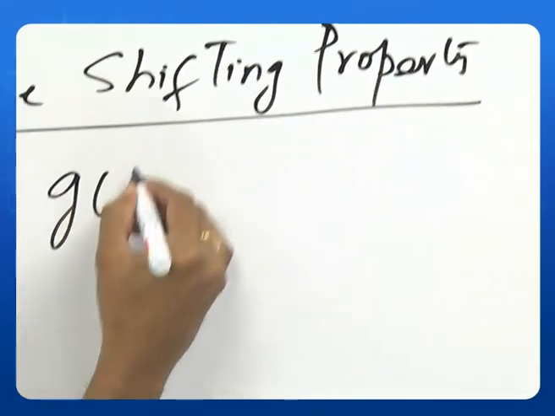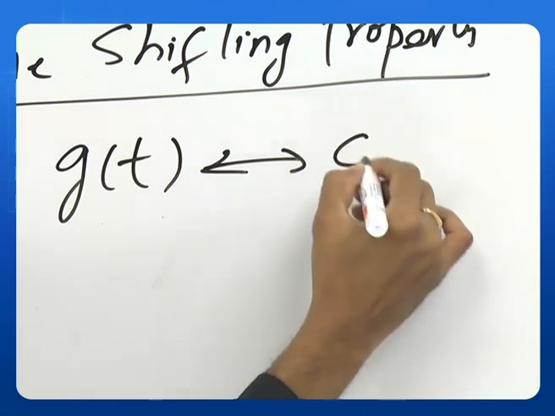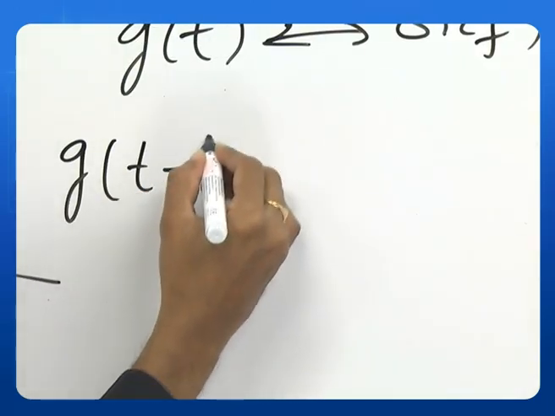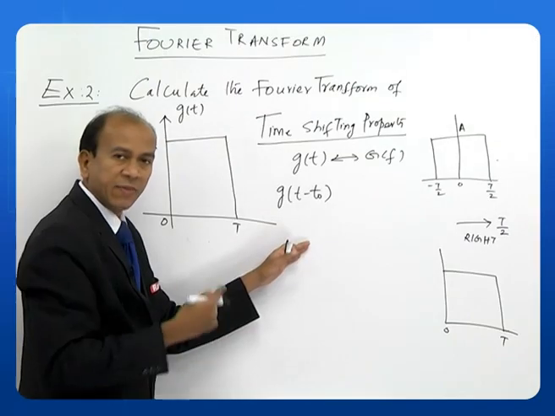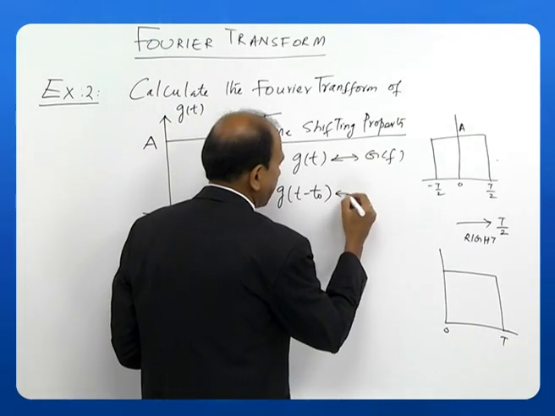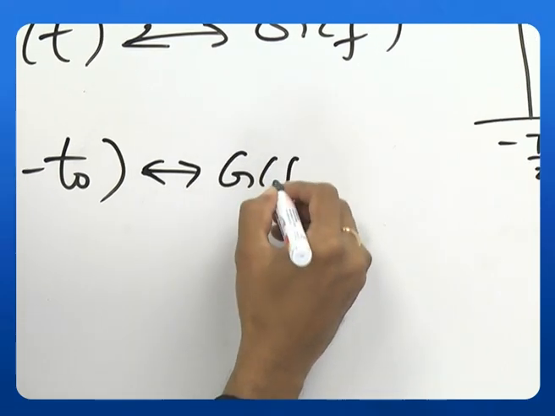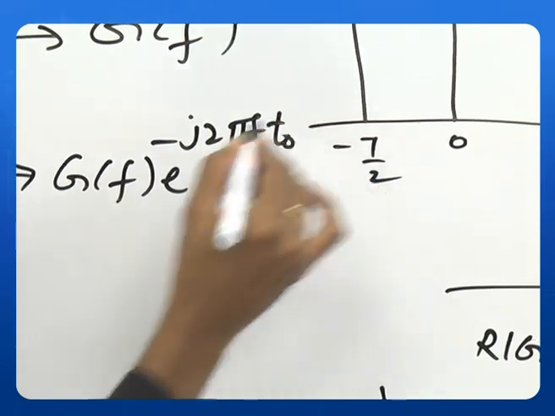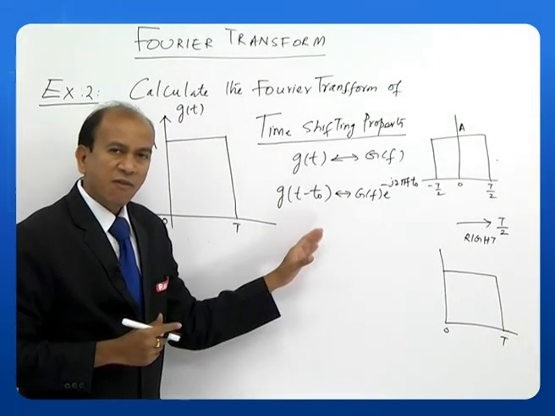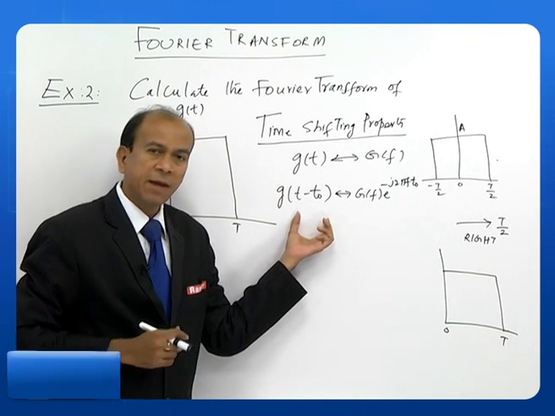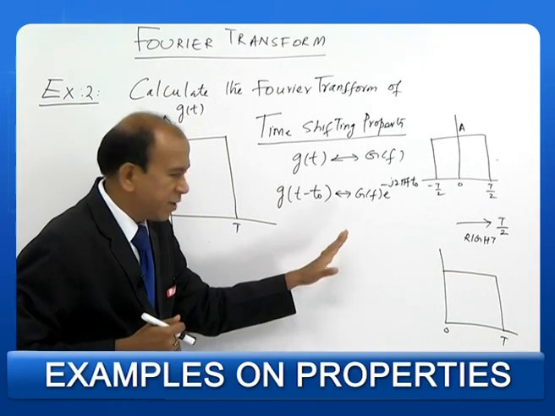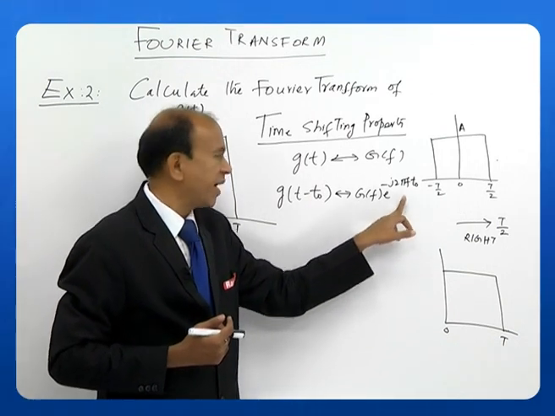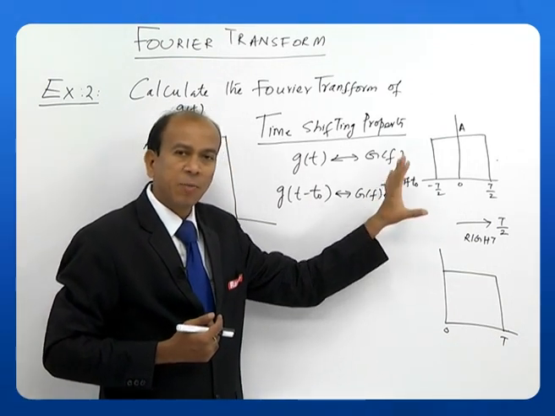Again, g of t has a Fourier transform G of f. Then if g of t is shifted by a time factor t naught, the equivalent Fourier transform will be G of f times e to the power of minus j 2 pi f t naught. That means if a function is shifted in the time domain by a certain factor t naught, it is equivalent to G of f multiplied by a factor e to the power of minus j 2 pi f t naught.